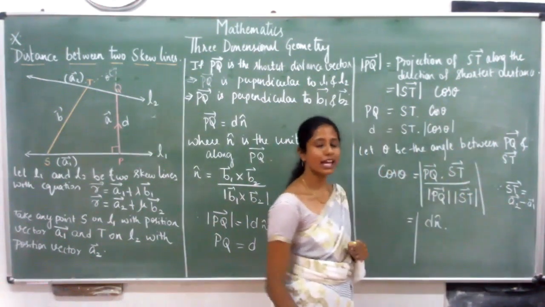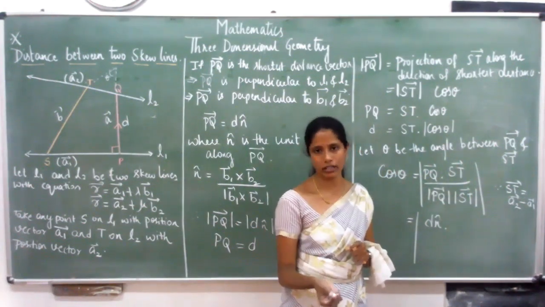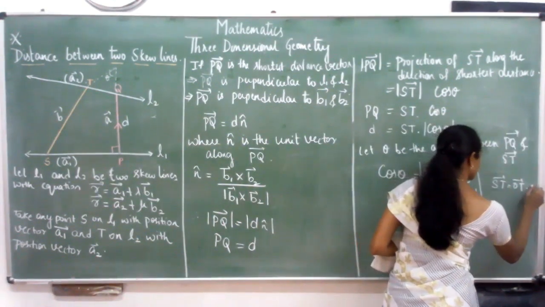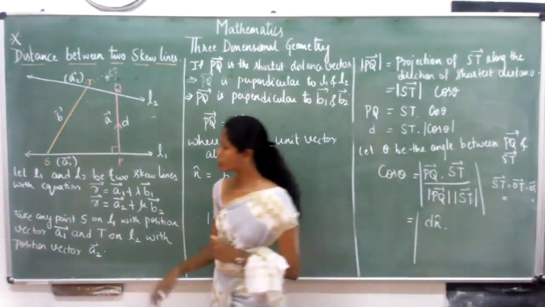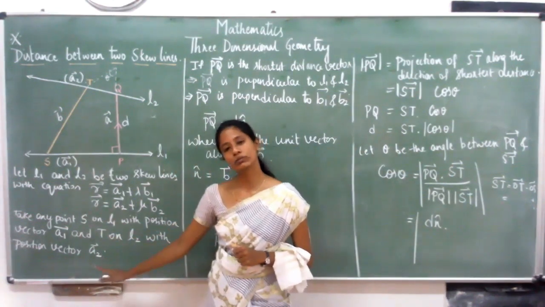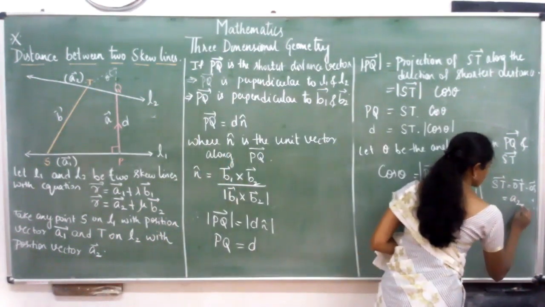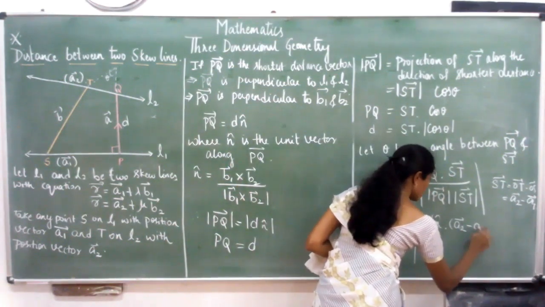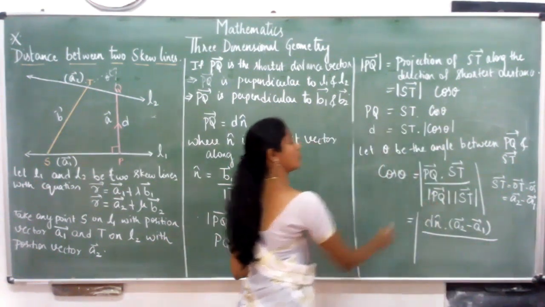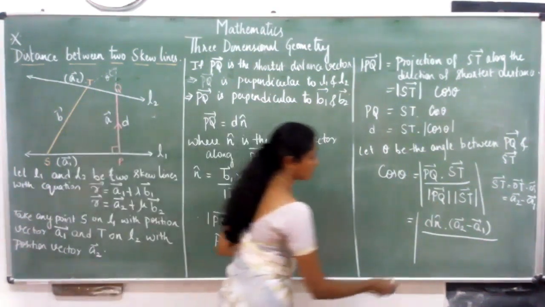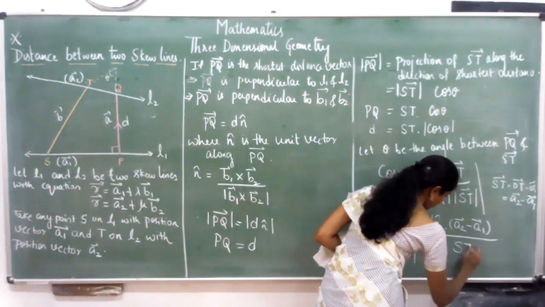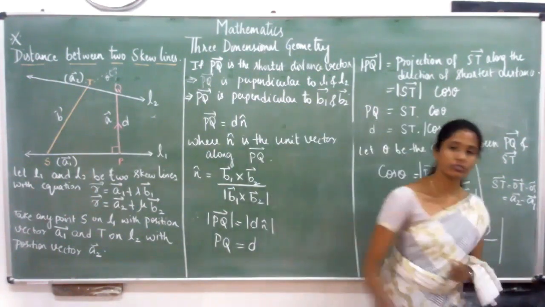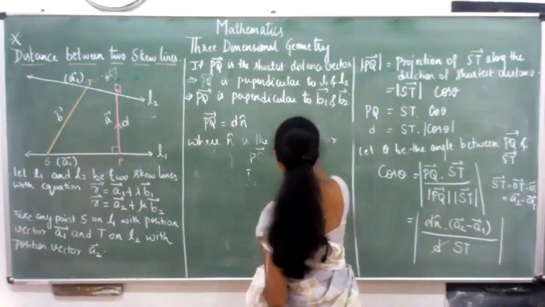How did I get this? Because vector ST can be written as vector OT minus vector OS. I have already told you the position vector for the point S is A1 and the position vector for the point T is A2. So this will be equal to vector A2 minus vector A1. Therefore, vector ST is vector A2 minus vector A1, whole divided by the magnitude of PQ. Magnitude of PQ is nothing but D into magnitude of ST. For now, I'll just write it as ST itself. So here D and D get cancelled. I hope everyone has copied this. I'm going to wrap this up and complete the derivation.